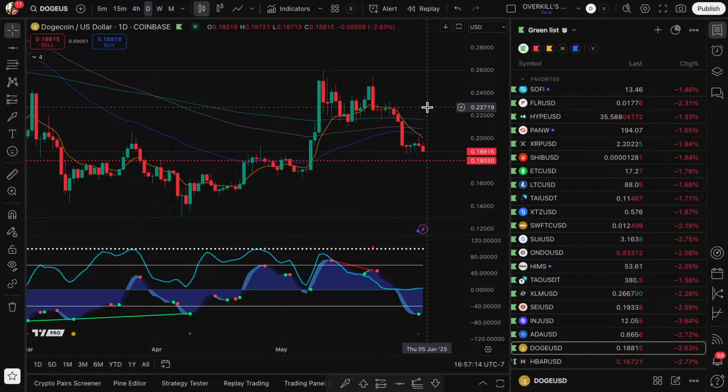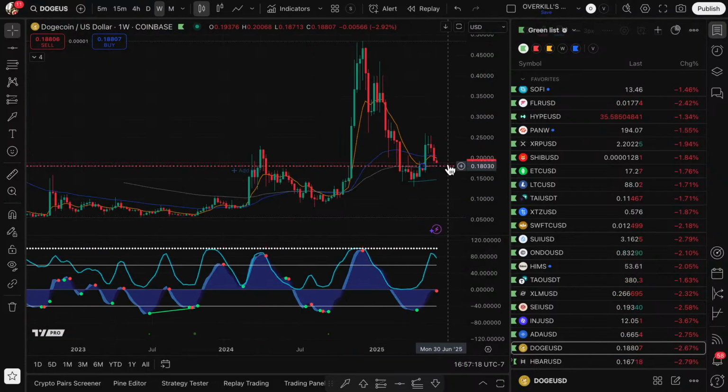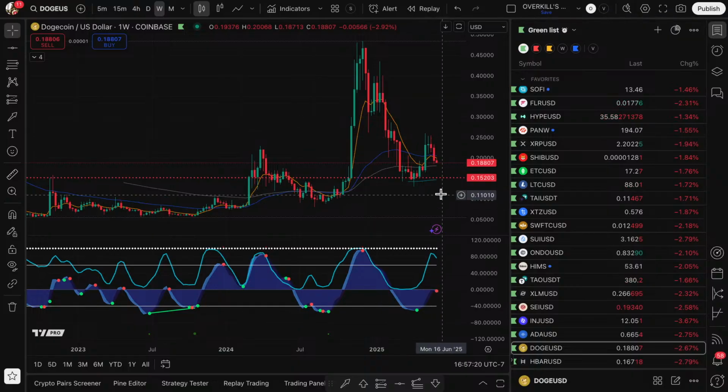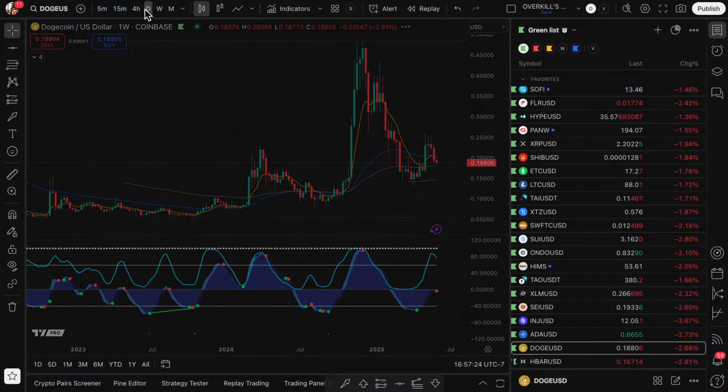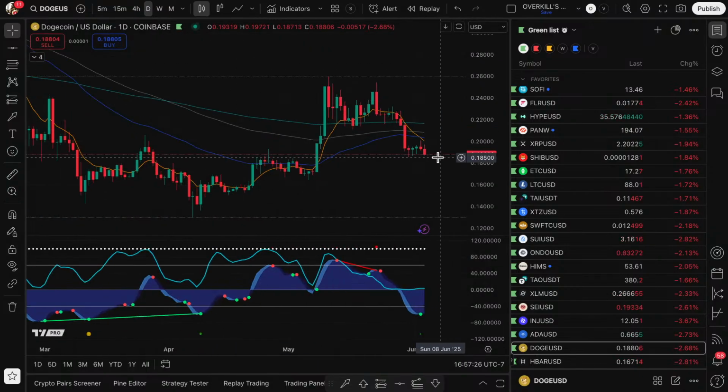18 cents looks like the level to watch. If 18 cents breaks, we're going to be looking for 15. Okay, 15 to buy Doge. I like it here, though. I like it for a buy here off that green dot. Okay, still making a higher high as of right now.